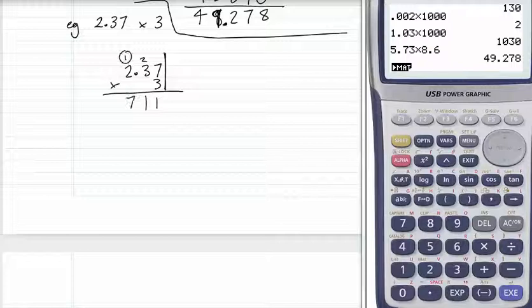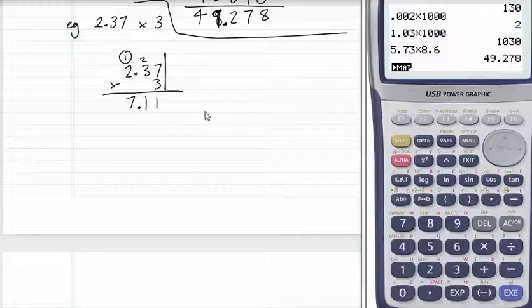And look at the question. 2-ish times 3. It should be around 6, not 711. Count the number of digits that were after a decimal point. There's 2. Put the decimal point, so there's 2 after the decimal point in the answer.